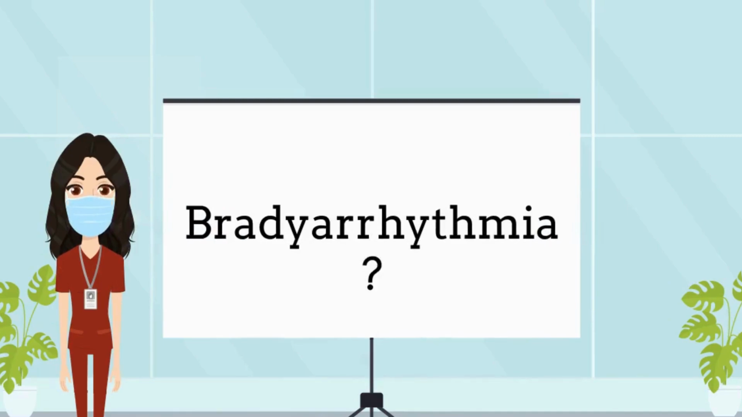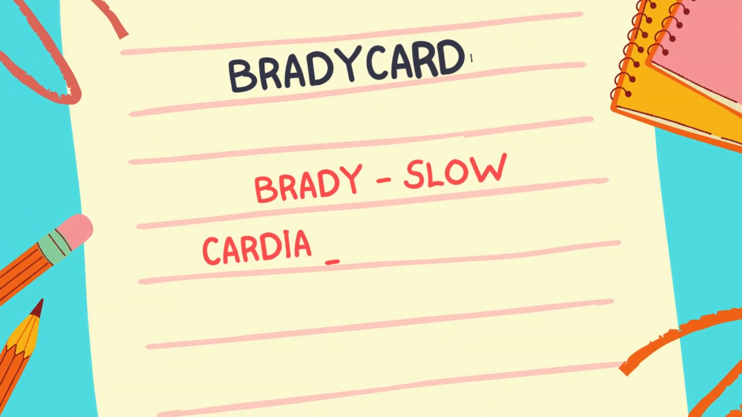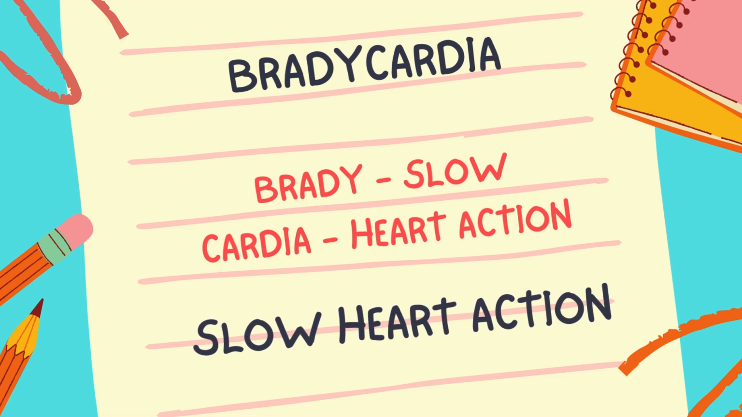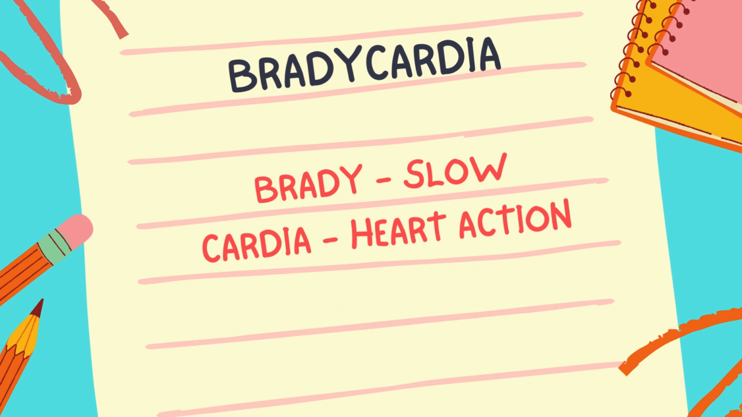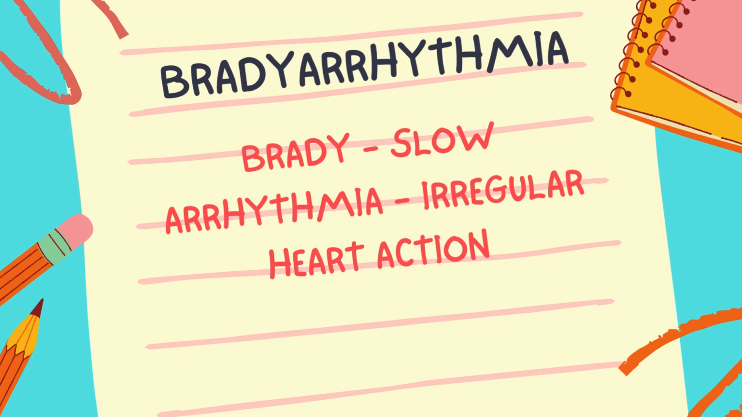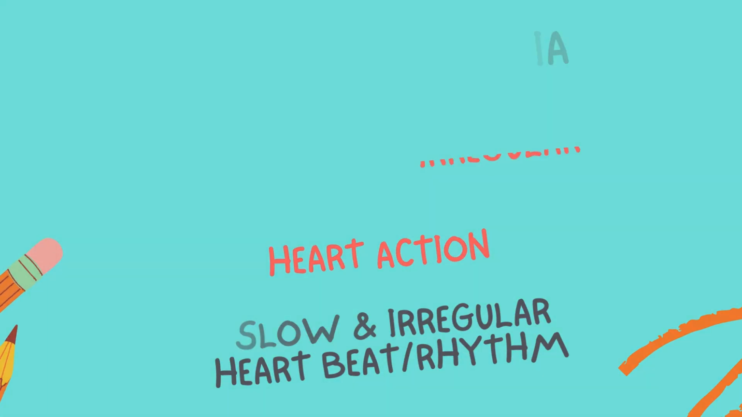What exactly is bradyarrhythmia? That's what we're here to learn. Bradycardia refers to brady, which means slow, and cardia, which means heart action. Therefore, bradycardia means slow heart action, but otherwise it has a normal rhythm. Now when we talk about bradyarrhythmia, we all know that brady means slow and arrhythmia means irregular heart action or irregular heartbeat. Therefore, bradyarrhythmia is a slow and irregular heartbeat.